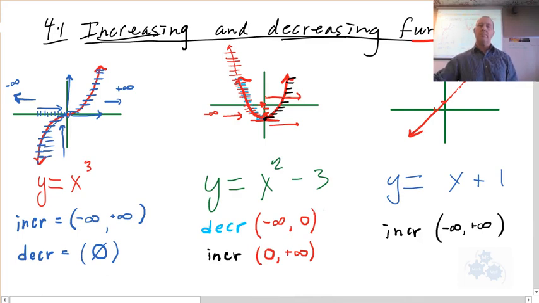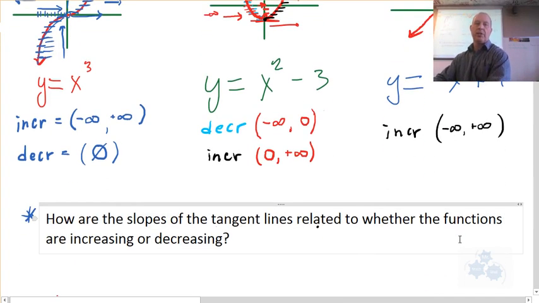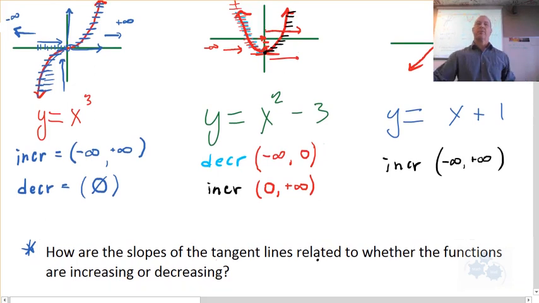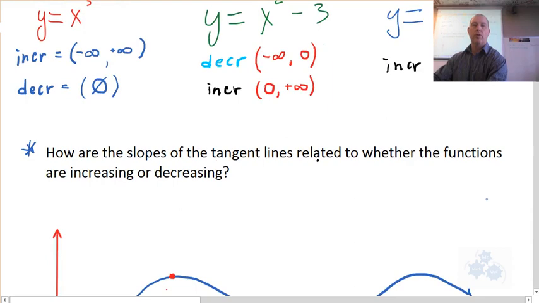Okay, let's continue on with the lesson here. So, now the question is, if we look at these graphs, here's what we want to move to. We want to think in terms of slopes of tangent lines, or derivatives. So how are the slopes of the tangent lines related to whether the functions are increasing or decreasing? So let's take a look.